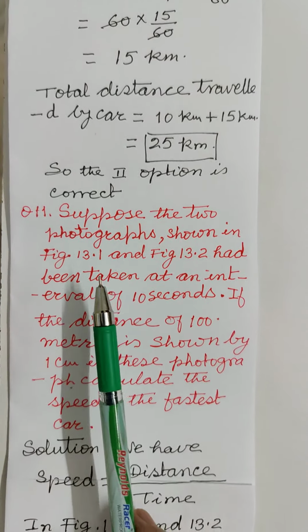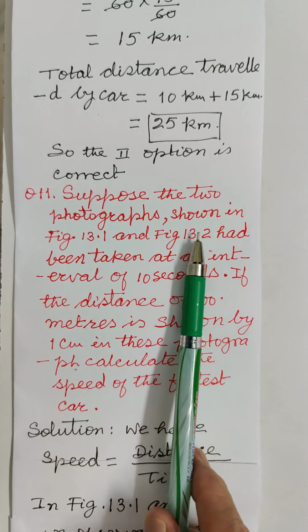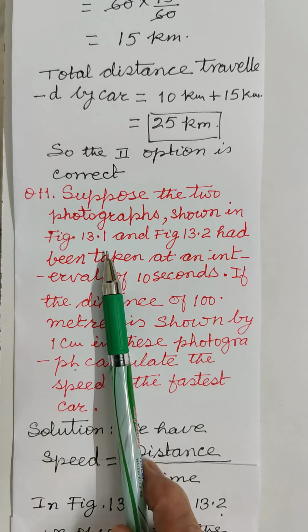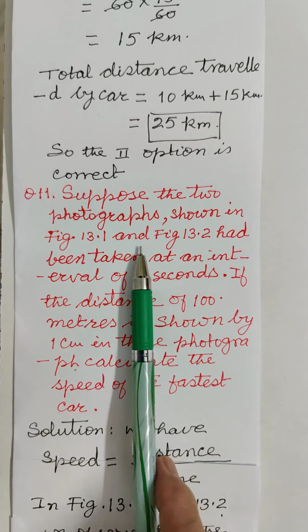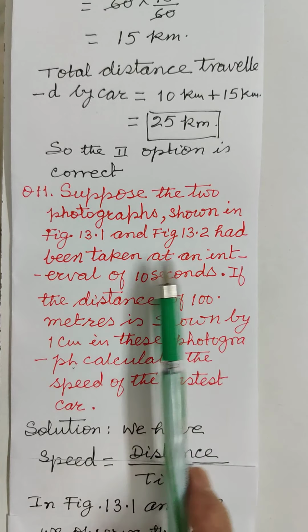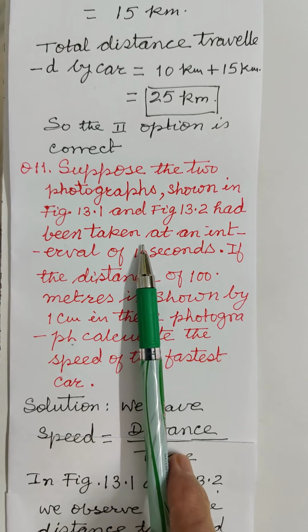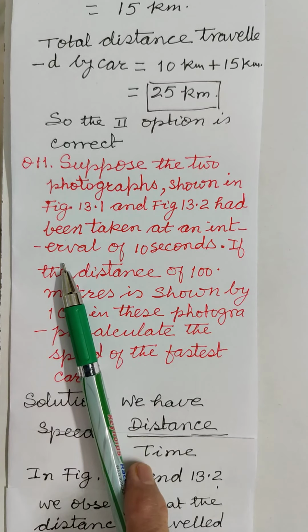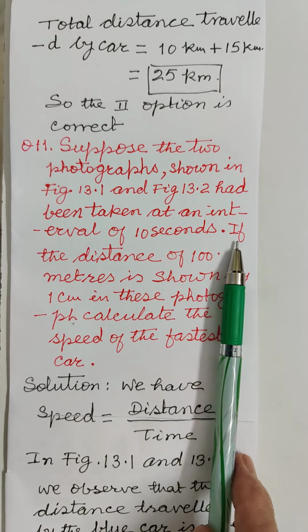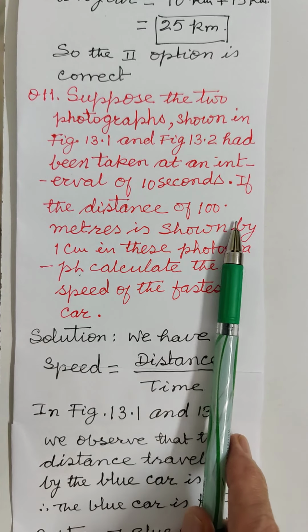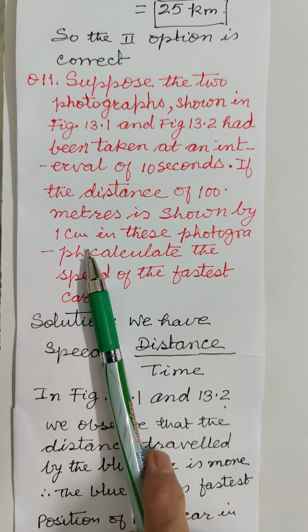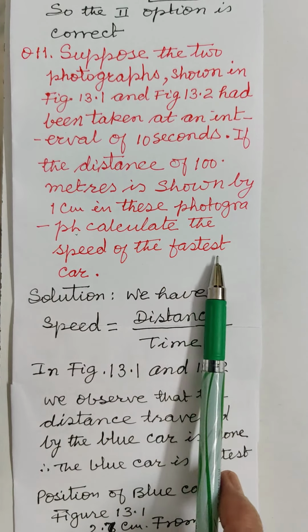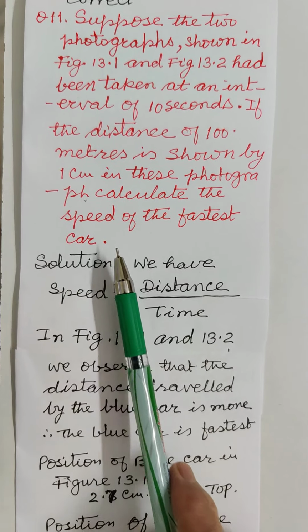Question number 11. Suppose the two photographs shown in figure 13.1 and figure 13.2, which you can see in your book, had been taken at an interval of 10 seconds. If the distance of 100 meter is shown by 1 centimeter in those photographs, calculate the speed of the first car.